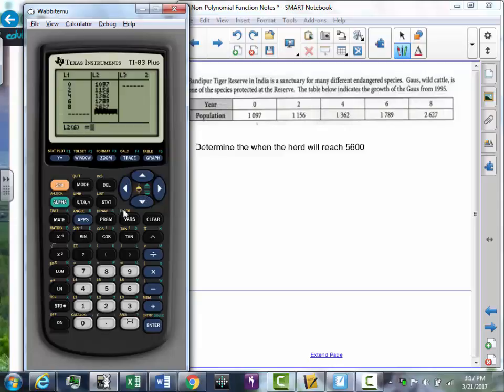So if you can type this data in and go stat calculate an exponential regression, depending on your calculator type, you got to do the whole L1, L2. You don't need to care which Y you pick, just pick one of them. Like, I don't know, just pick Y1, who cares? If you were to then press enter, it now will give you a line of best fit.